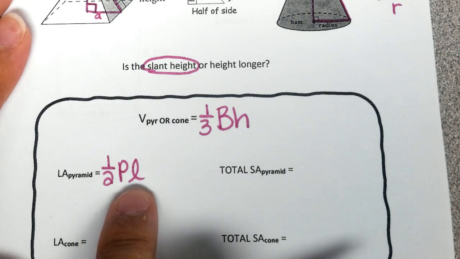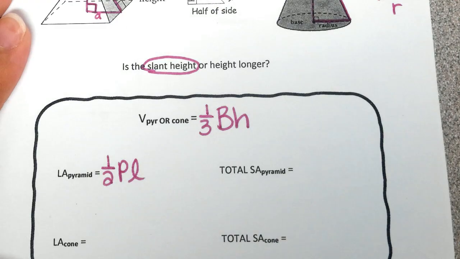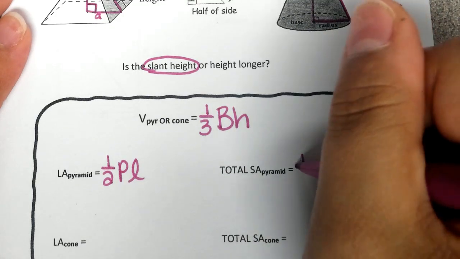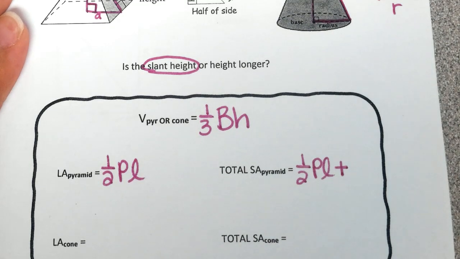So one half of the perimeter times the slant height. Slant height, correct. What is lateral area again? Anything but the base. Do y'all agree? Okay. Total surface area is going to be your lateral surface area, so 1/2 PL plus what? 2B. Why is it not 2B this time though?